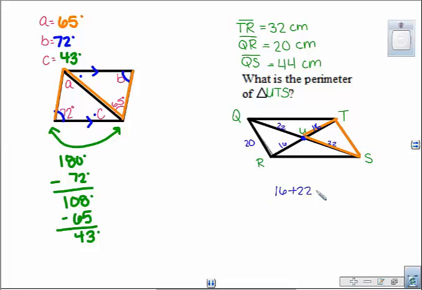And if you remember your rules, pardon the bell. If you remember your rules about parallelograms, the opposite sides are not only parallel, but also congruent. So if QR is 20, TS is 20. So then you have to add your 3 sides of your triangle. So 20 and 22 is 42, 52, 58. So the perimeter is 58 centimeters.